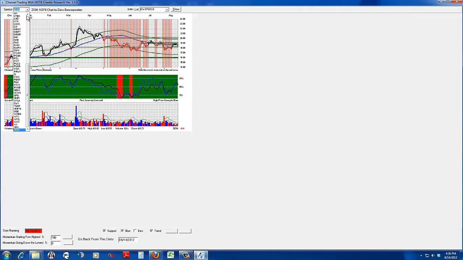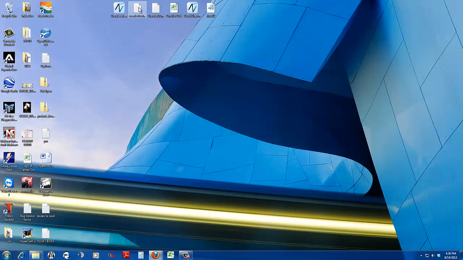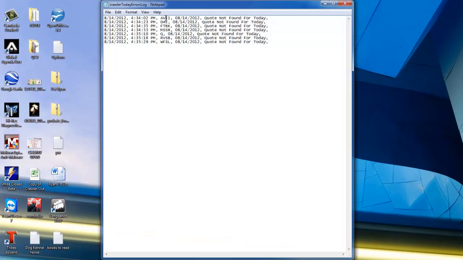All right, so we've made it to Zion. As you can see, we just ran through ABG to Zion. And so now we can close out of this and move over to, just real quickly, crawl today's errors log. So these are the errors that we had today. Probably didn't find anything for those stocks.